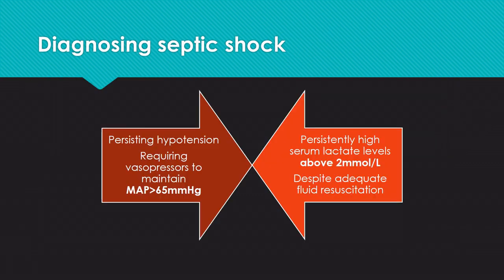Septic shock, which as mentioned above is the worst-case scenario of sepsis, is diagnosed by checking blood pressure or measuring serum lactate levels. If vasopressors are needed to maintain blood pressure above 65, or there are persistently high serum lactate levels above 2 millimoles per liter despite adequate fluid resuscitation, this should alert the physician to ongoing septic shock.